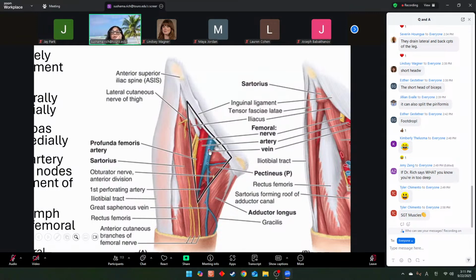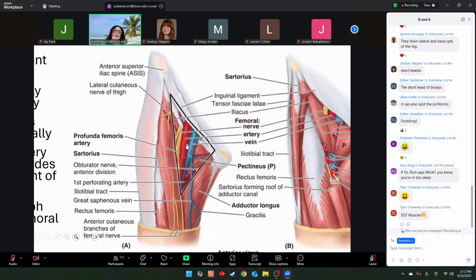Then you have the femoral vein, artery, and nerve, right? Vein, artery, and nerve, from medial to lateral. But the most medial thing here is the femoral canal. This femoral canal actually has a ring on the top. It's called the femoral ring. You can actually put your pinky through this femoral ring. So that femoral ring is important to know.